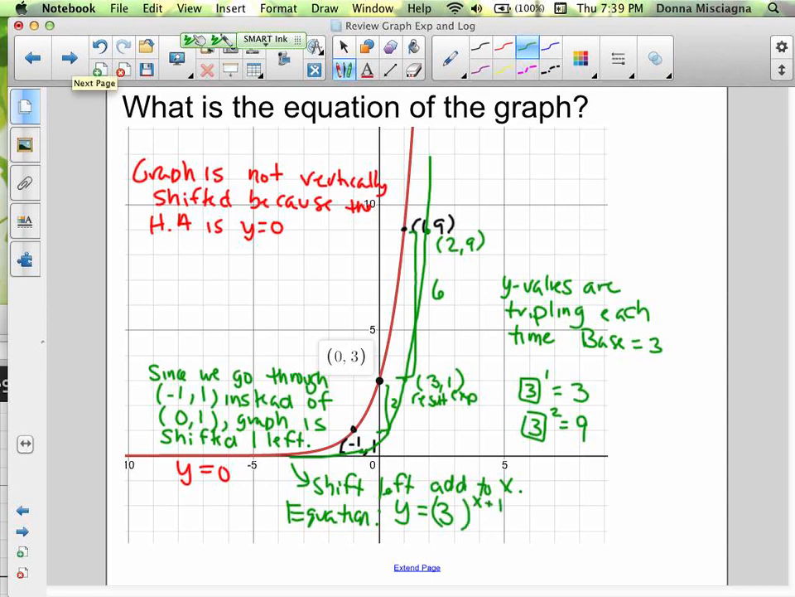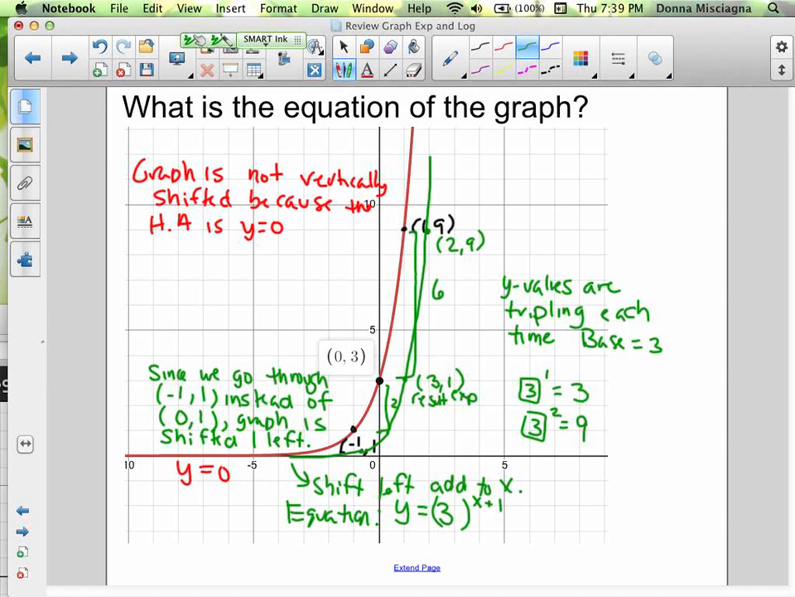So break down your graph. Look at the points you're supposed to go through. What do you go through instead? Which way did the graph move? So when we realized we didn't go through 0, 1, we went through negative 1, 1, we could tell we shifted 1 to the left. That means we have to add 1 to x.